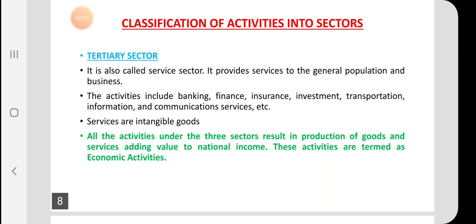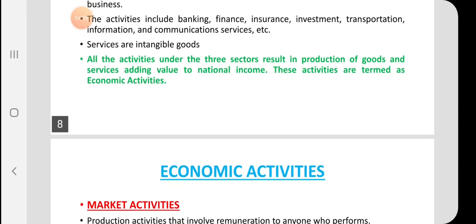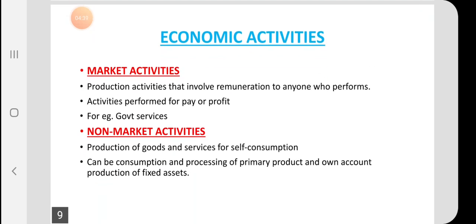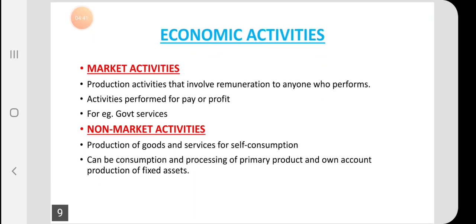So among all these three sectors, there are various activities being performed. And these various activities under the three sectors result in production of goods and services, thereby adding to the value of national income. So all those activities which result in production of goods and services, whereby adding value to national income, we call economic activities. So economic activities again can be grouped into two: market activities and non-market activities.